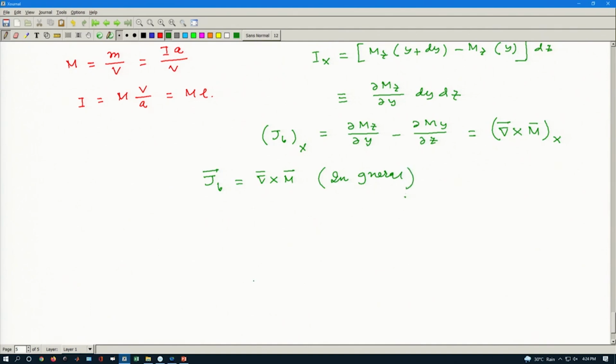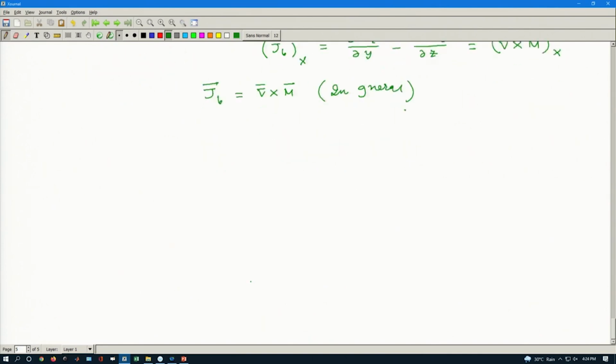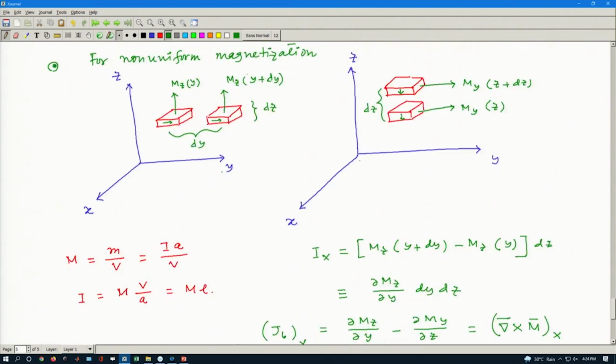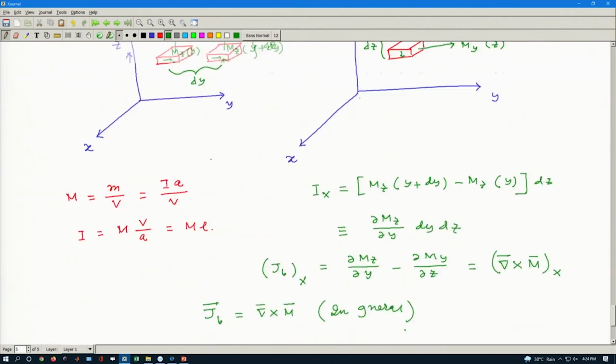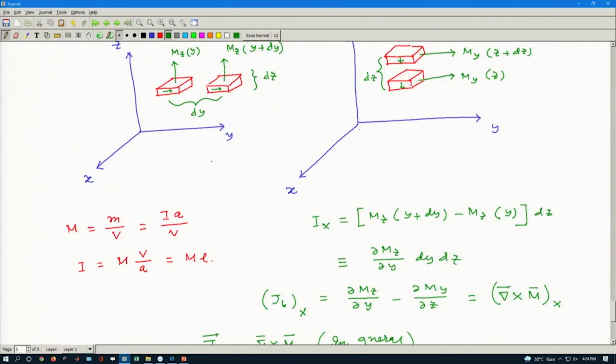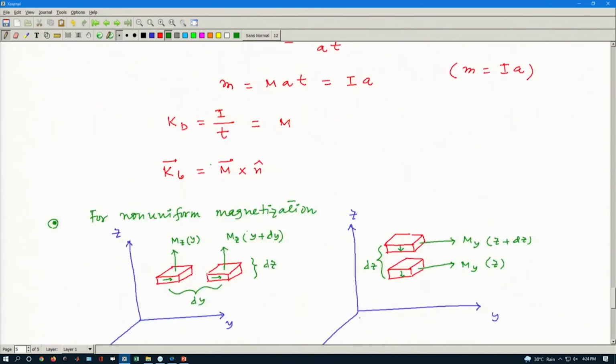Okay. Also, if I want to find out the divergence, you can check that the divergence of JB is simply 0 with this formalism.